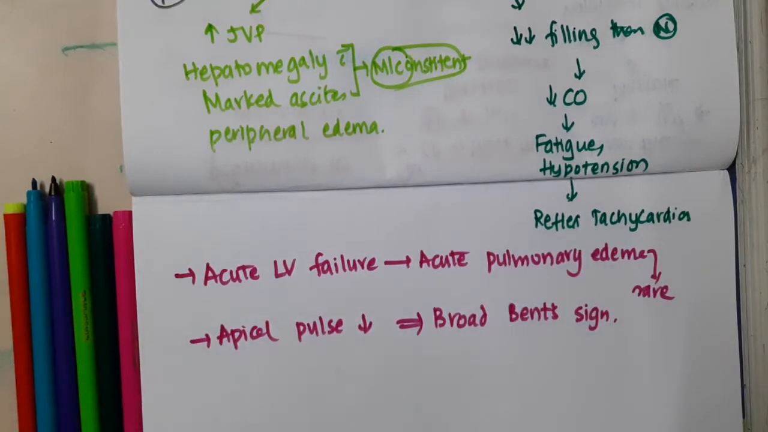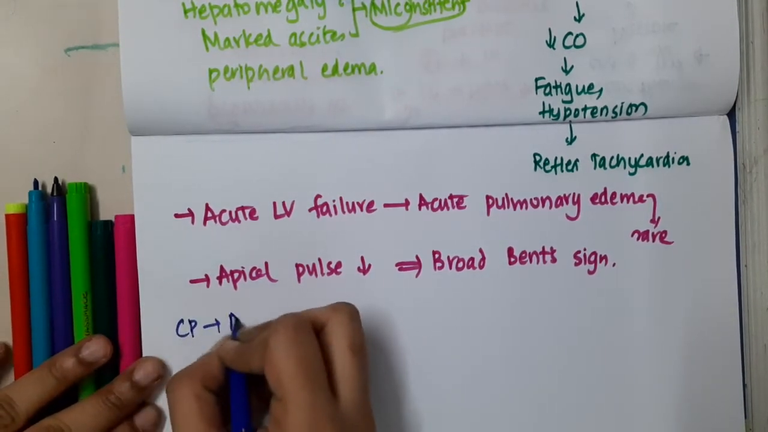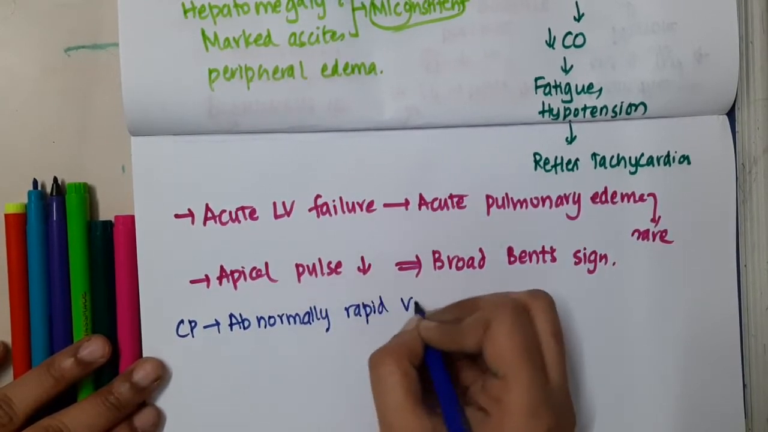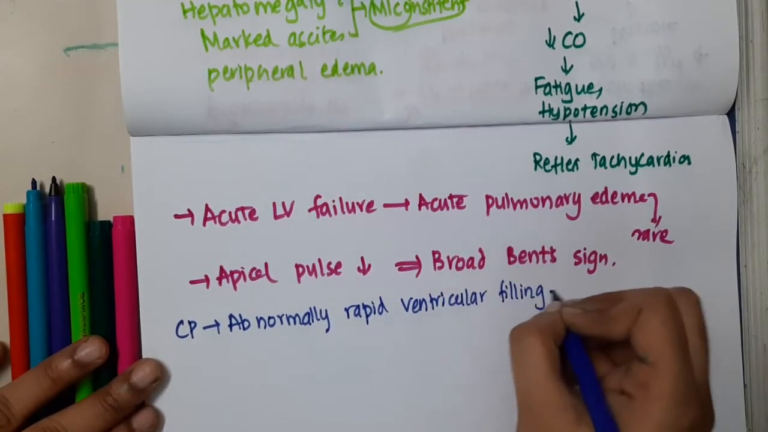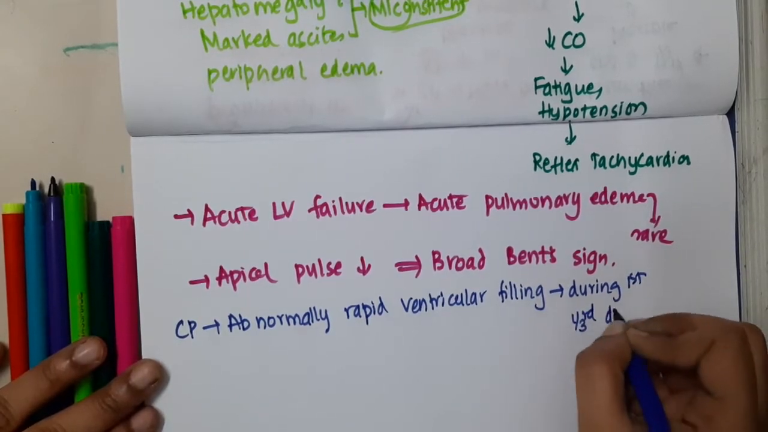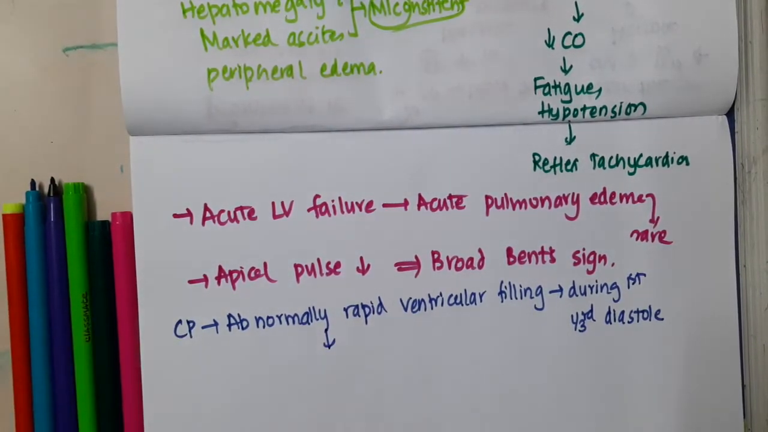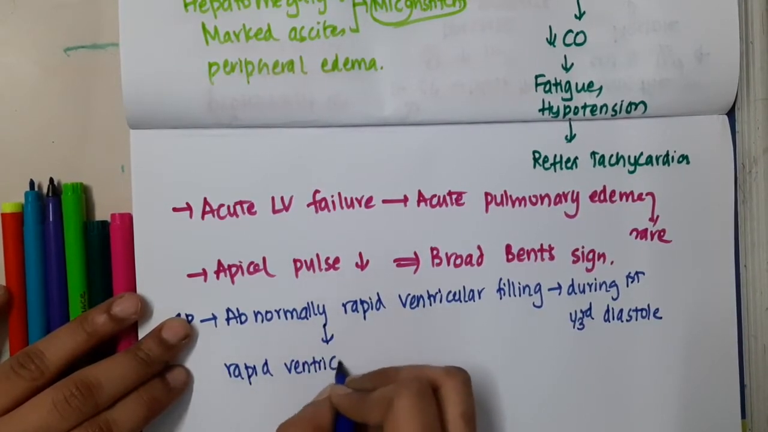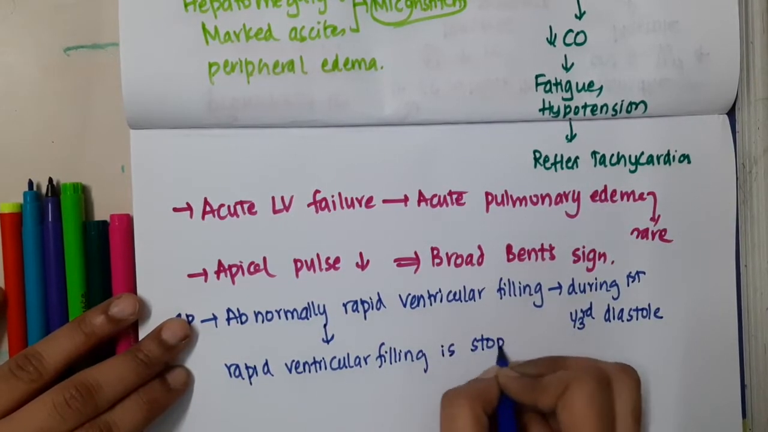Here you will also see, in constrictive pericarditis, abnormally rapid ventricular filling during the first one third of diastole, and after that the filling, which should normally continue, is stopped abruptly.